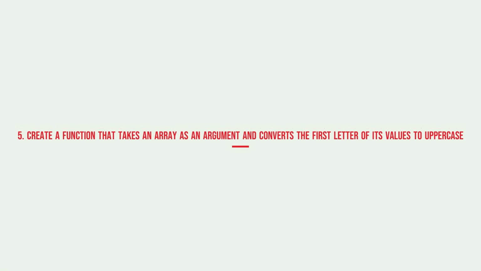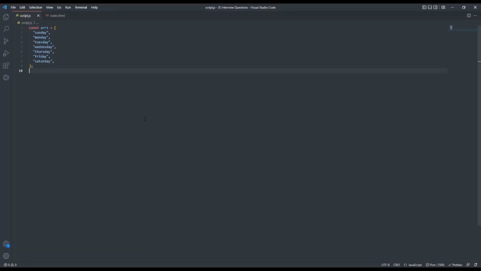5. Create a function that takes an array as an argument, and converts the first letter of its values to uppercase. Now I am back to my code editor. As you can see, I have a variable and I am going to use this variable when I execute my function at the end. I am creating my toUpper function.